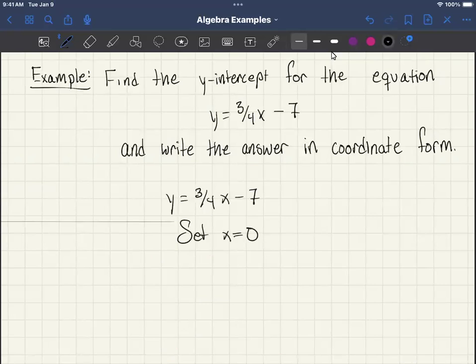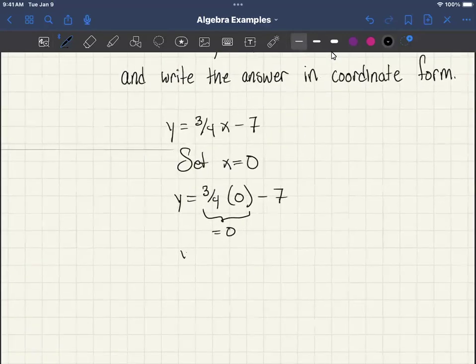And this is the key. Remember, whenever you're asked to find an intercept of some sort, take the opposite letter and set it equal to 0. So in this case, we are going to plug in 0 for our x. Once we do that, we know that 3/4 times 0 is 0. So we are going to solve for our y. 0 minus 7 is a negative 7.